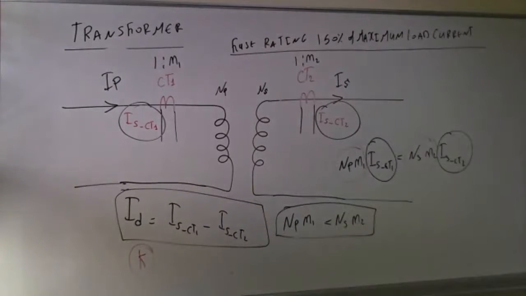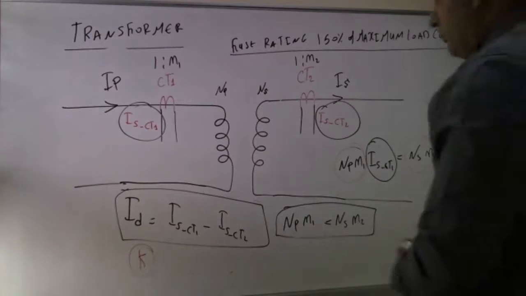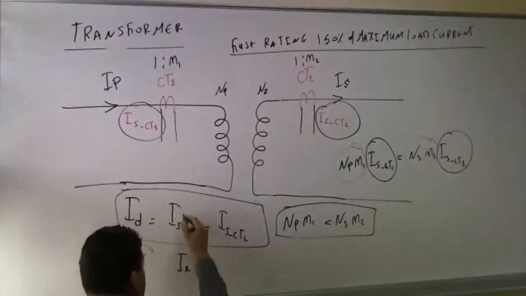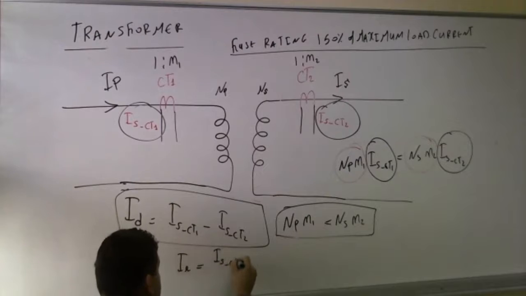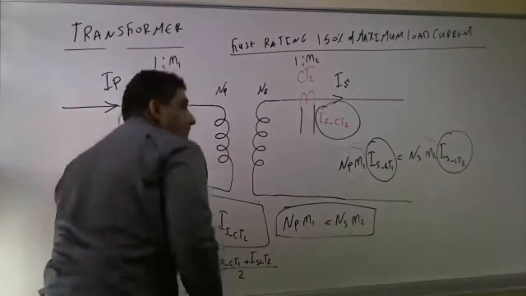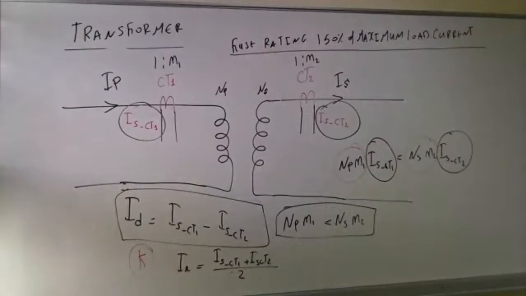Also, we are defining restraint current. In your book, they define the restraint current. The restraint current is equal to I secondary CT1 plus I secondary CT2 divided by 2. The name came from the electromechanical relay design, where the current produced a restraint torque on the moving disk, while the differential current produced the operating torque.